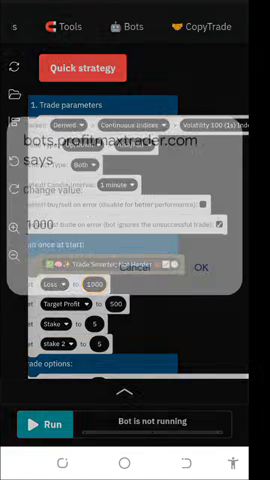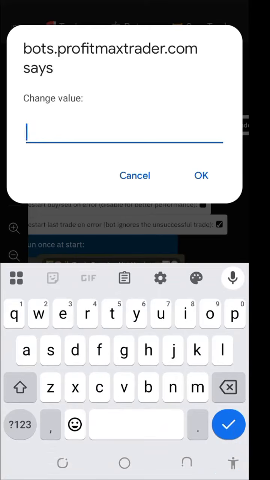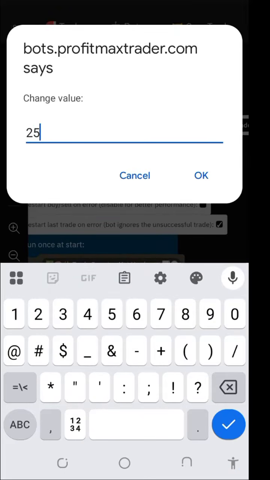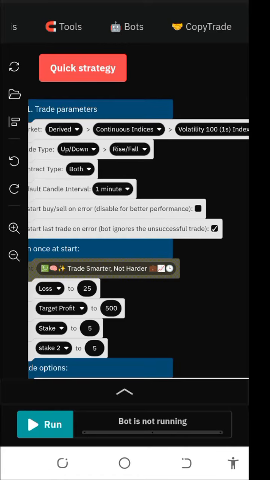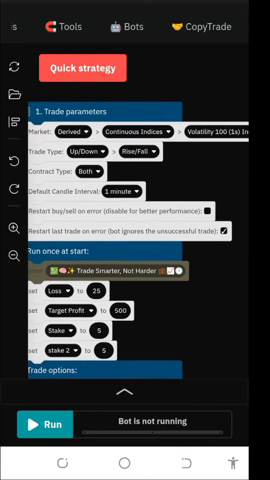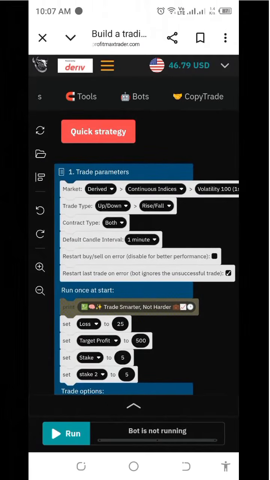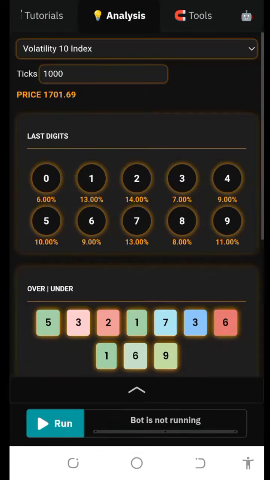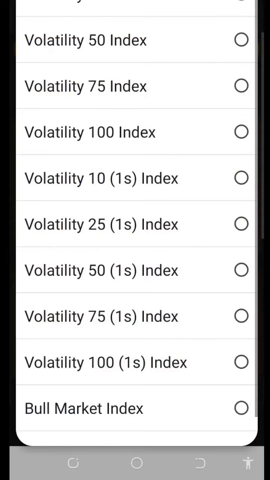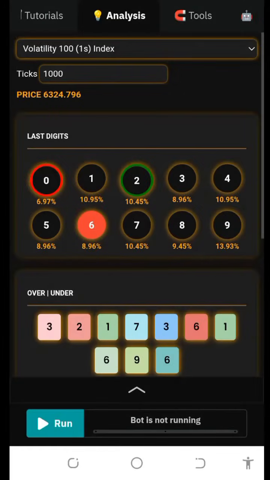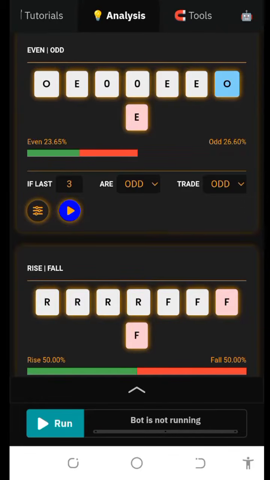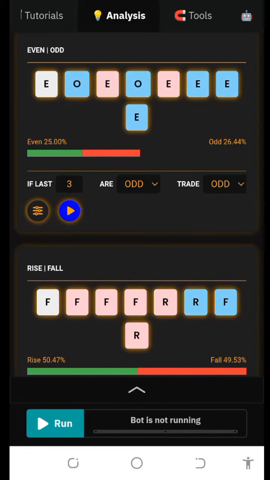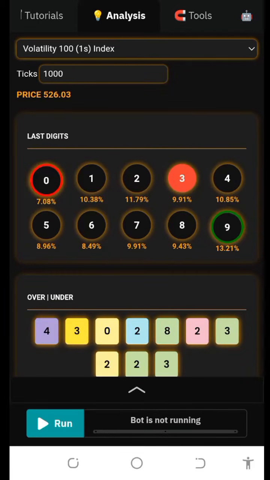Then our stop loss, let us have it at $25. People have been asking me about a video on growing a small account, and this is a good video, so keep observing. After that, we go to the analysis tool and select the volatility that you have on the other side. We want to capture percentages of 55 and above for either rising or falling.